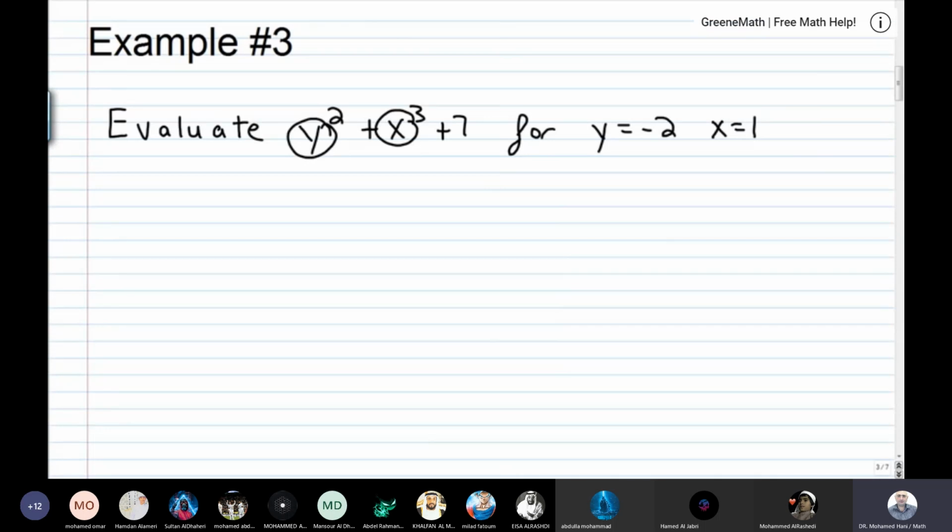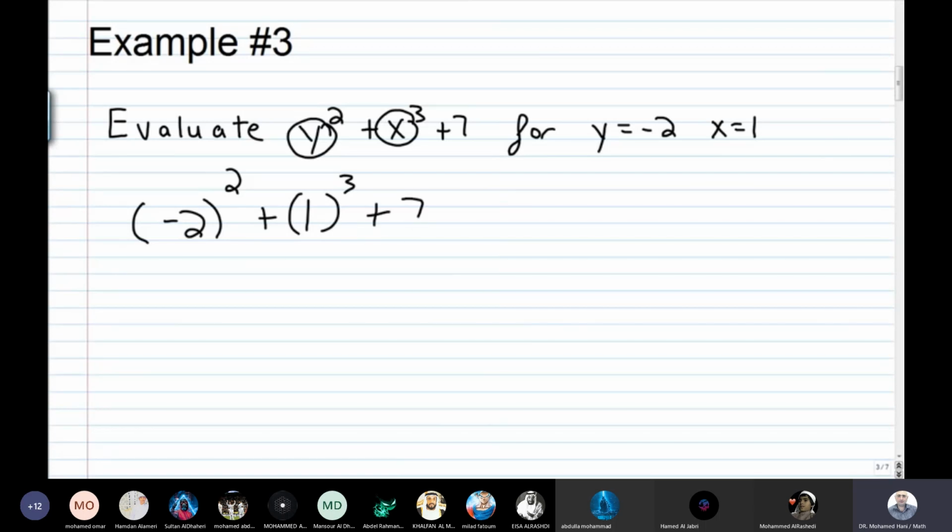Remember we did a lesson where we talked about how, when you have an exponent with a negative base, it's different when it's inside of parentheses and when it's not. Well, here you want to make sure that negative 2 is inside of a set of parentheses. So we're going to have negative 2, substituting that in for y, raised to the second power, plus x, which we're plugging in a 1 for, raised to the third power. You can put that in parentheses too if you want, although because the base is not negative, it makes absolutely no difference. You can just not put parentheses around it, and then plus 7.